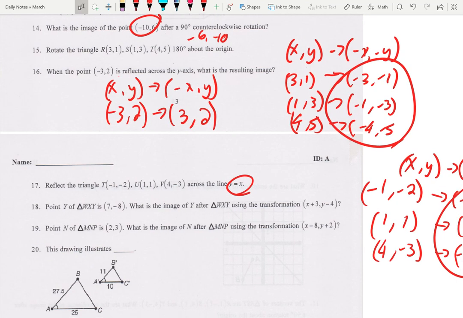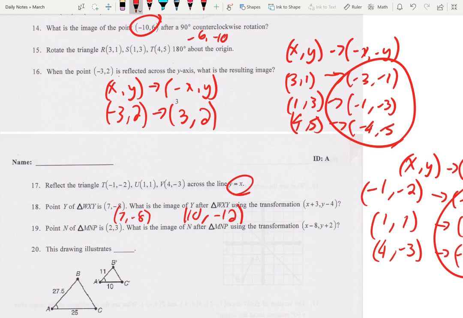So now, number 18, we have a point (7, negative 8). And we are transforming it by adding 3 to x and subtracting 4 from y. So we're going to add 3 to x, so 7 plus 3 becomes 10. And then subtract 4 from y. So negative 8 minus 4 becomes negative 12. So you have the point (10, negative 12) as your answer.